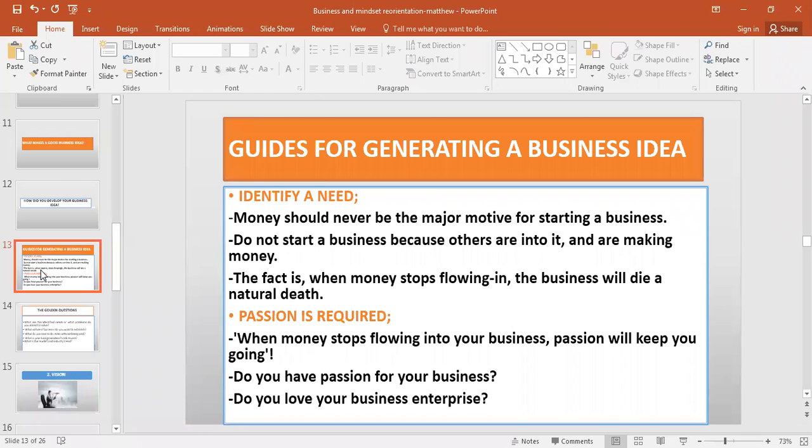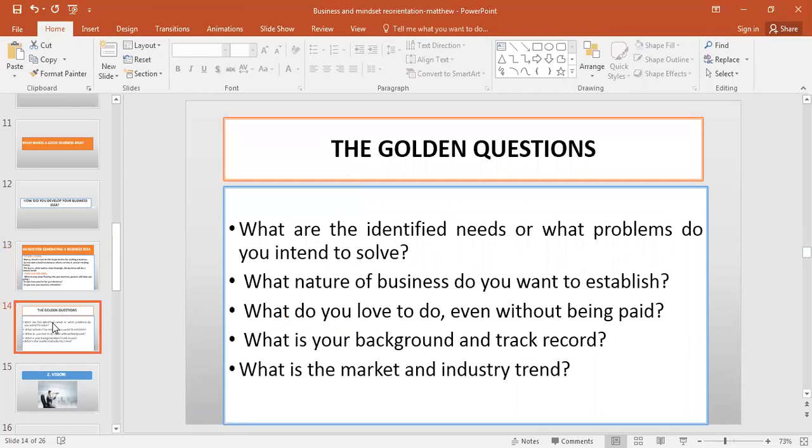Now, these are some things we should always have at the back of our mind when we are generating a business idea. Ask yourself, what are the identified needs in that industry? What are the problems in that industry? For example, those of you who are into poultry, you are not going into poultry business because others are also doing business in poultry. You shouldn't go into poultry business because you want to sell eggs and chicken. No. The basis of you going into the poultry business is that you want to solve the problem in that industry. And what are those problems?